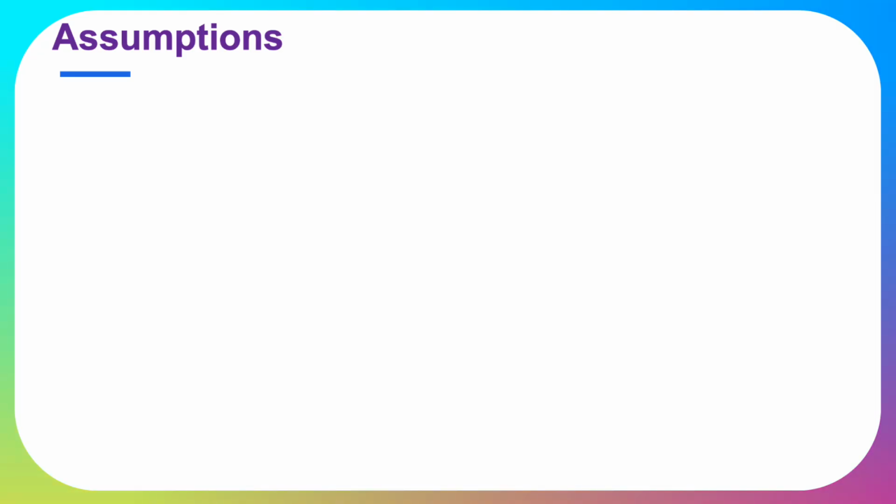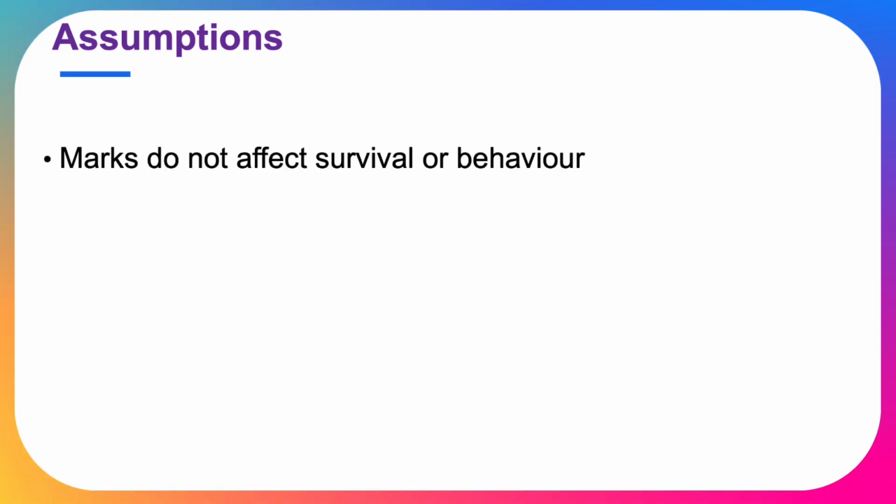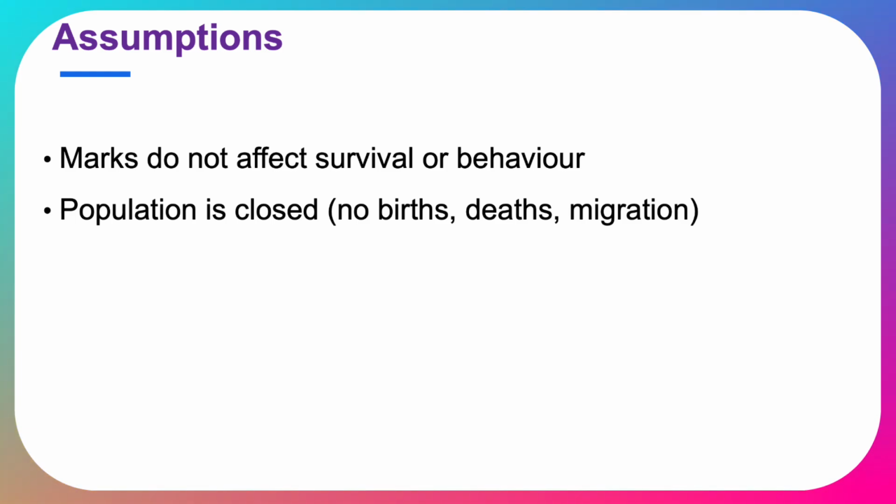Now, there are some assumptions with this. We need to firstly assume that the marks don't actually affect the survival or the behavior of the animals. We don't want the animals to avoid capture, to be resistant to being captured a second time. And we also don't want it to affect their ability to survive. We need to assume that there's no births, deaths, or migration in the population. Now that's quite a limitation really, isn't it? Because clearly that always happens. But we're assuming that the population is closed.